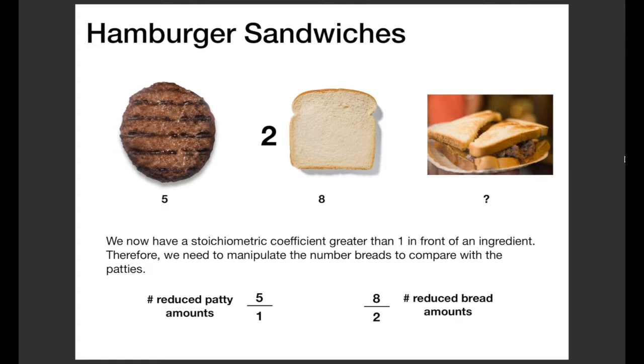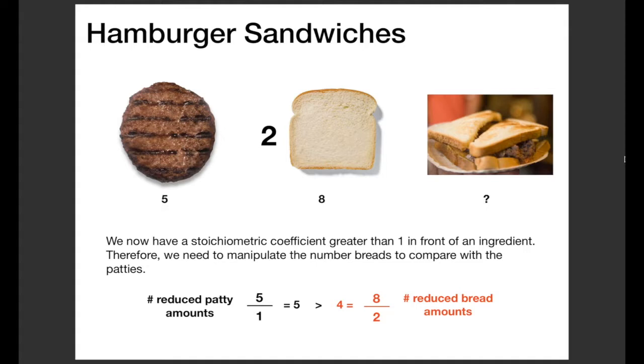When we divide this through, we can easily determine the limiting reagent. Dividing through by the stoichiometric coefficient yields 5 for the patties and 4 for the bread. Whichever of these two is smaller will be the limiting reagent. So in this case, the bread will be the limiting reagent. An advantage of calculating this reduced amount is that we can use the stoichiometric coefficients times the reduced amount in order to determine how much of something is consumed versus how much of something is made.